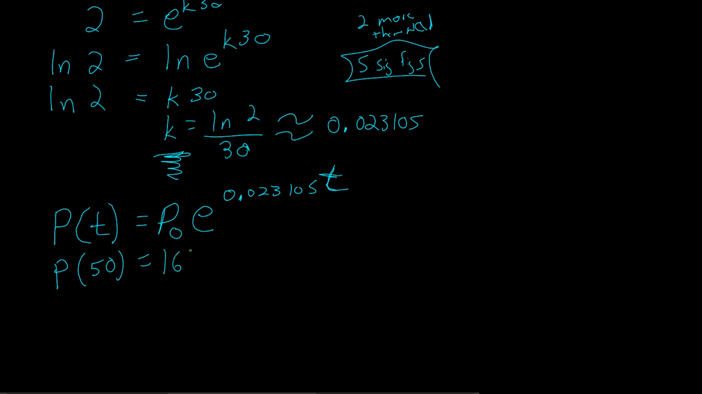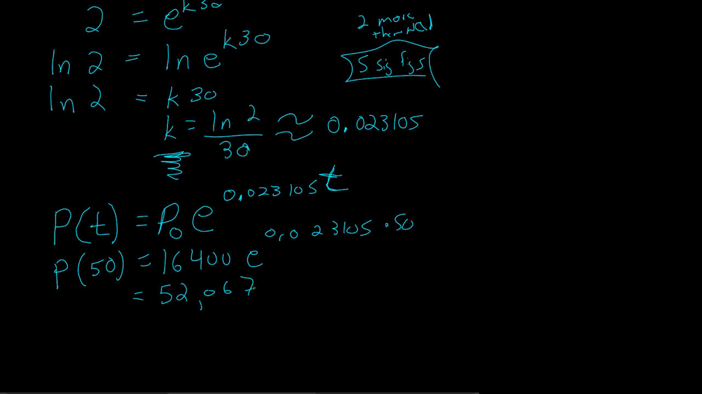And what did we have? We started out with 16,400. So e to the 0.023105 times 50. And so on my calculator, 16400 times second ln gives me the e key, 0.023105 times 50. And that gave me 52,000, and I'll round up, 67.